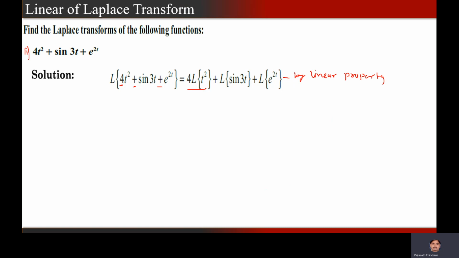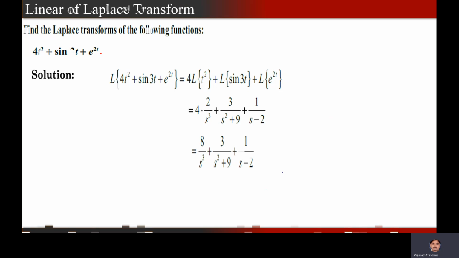Now we know that Laplace of t square is 2 factorial upon s cube, into 4, plus Laplace of sin 3t, which is 3 divided by s square plus 9, plus Laplace of e raised to 2t, which is 1 upon s minus 2. So therefore this is 8 by s cube plus 3 upon s square plus 9 plus 1 upon s minus 2. So this is the Laplace transform of 4t square plus sin 3t plus e raised to 2t.